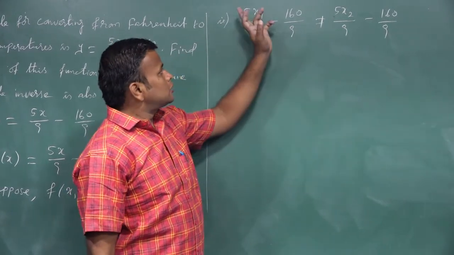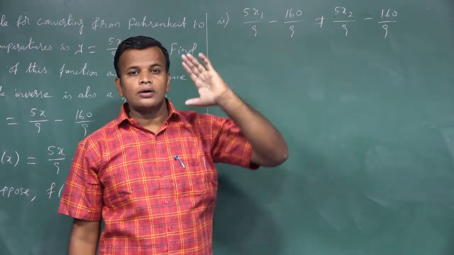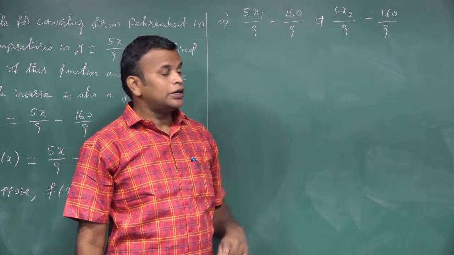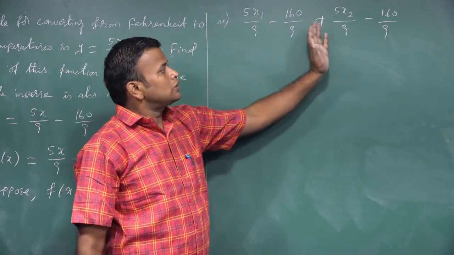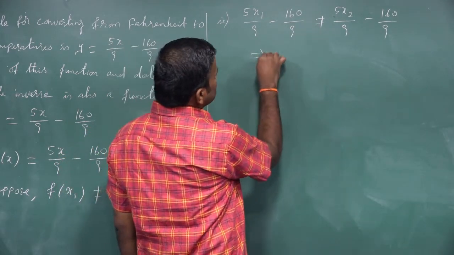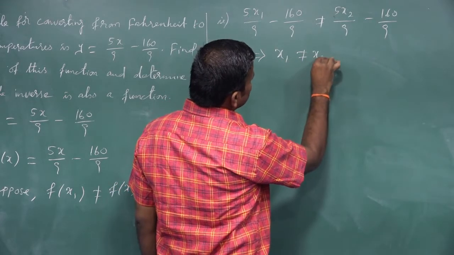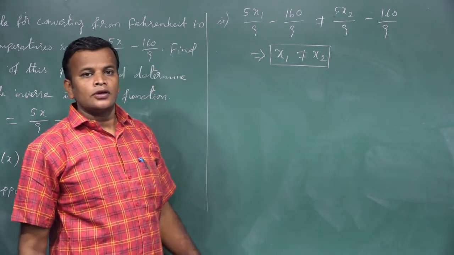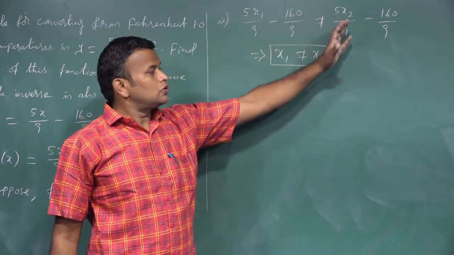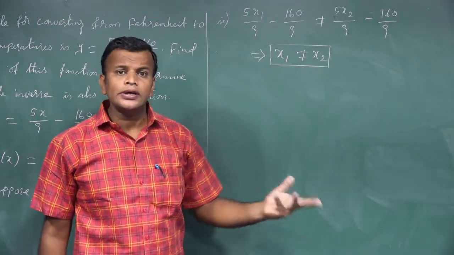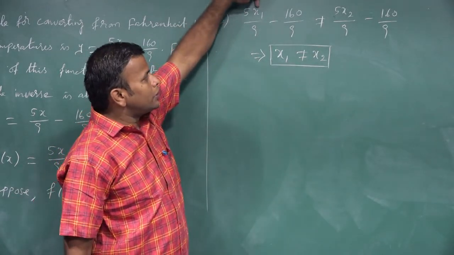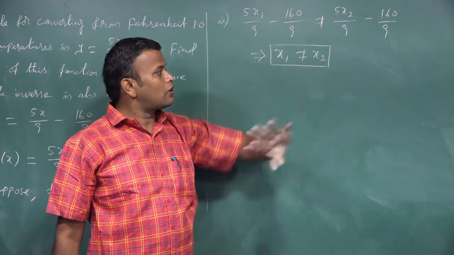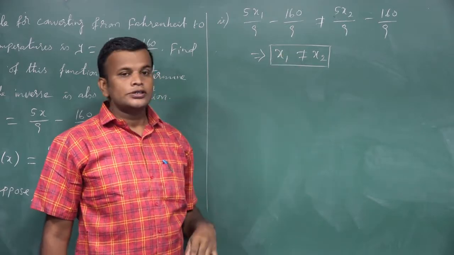Now we see except this x1 and x2, all are constants. Denominator same 9, minus 160 by 9. So this one is not equal, which means we come to one conclusion: x1 is also not equal to x2. So these two function values are not equal means x1 is also not equal to x2. Suppose we replace the same value of x1 and x2, both are equal. Because except this x1 and x2, the rest are constants, so x1 is also not equal to x2.